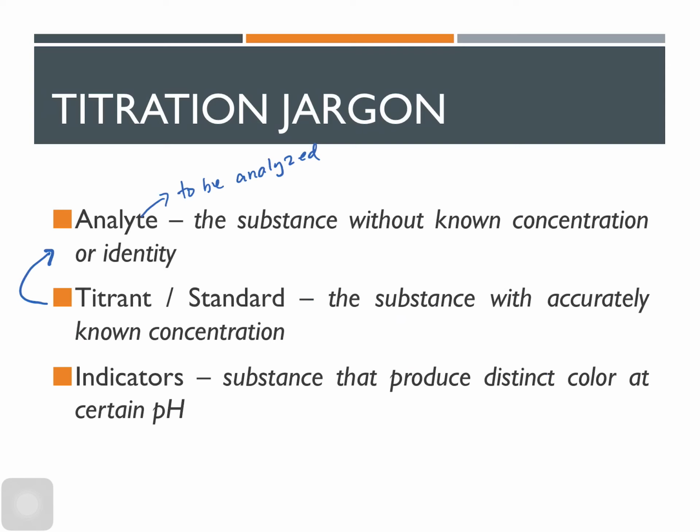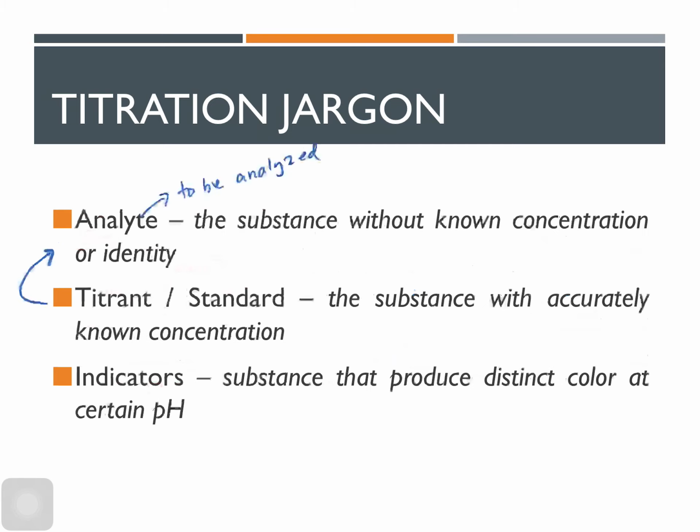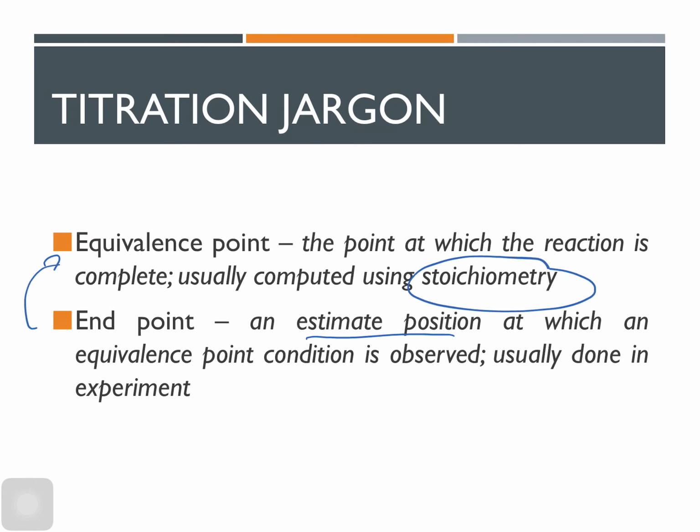Without the aid of indicators, we will not be able to identify if we have reached the endpoint already, nor will it give us an idea about the equivalence point. So those are the jargon to be used in titration: analyte, titrant, indicators, equivalence point, and the endpoint.